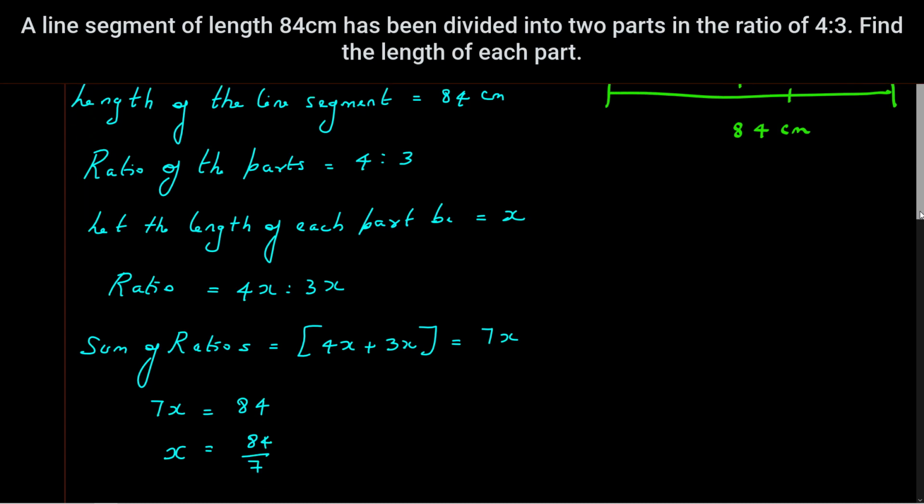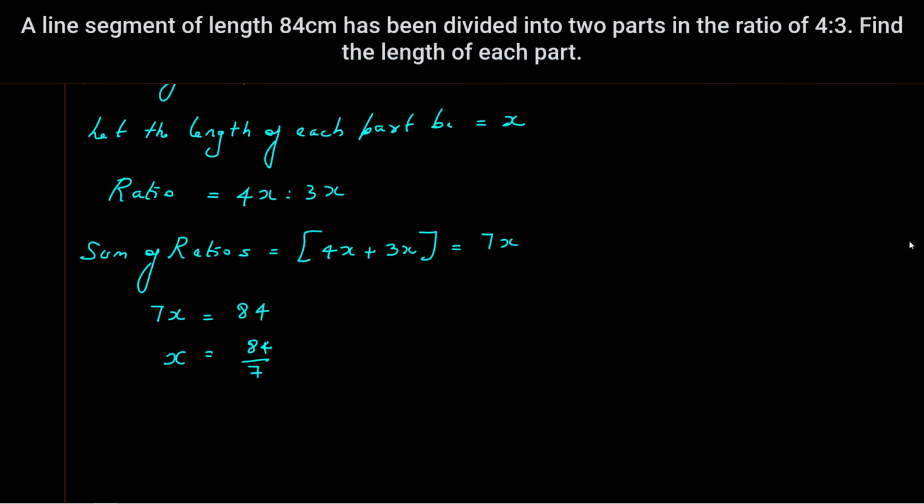I told you the multiplicative form of the variable becomes division when it moves to the other side of the equation. You can do the necessary cancellation. 7 ones are 7. So what's the value of x? x is equal to 12. Now that we have calculated the value of the variable, we need to substitute in the individual ratios to find the length of each part.